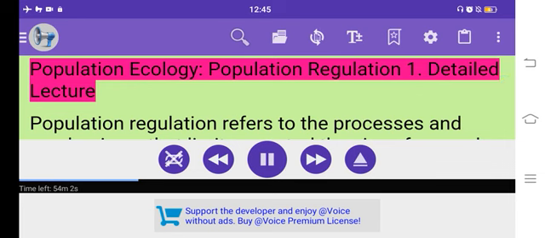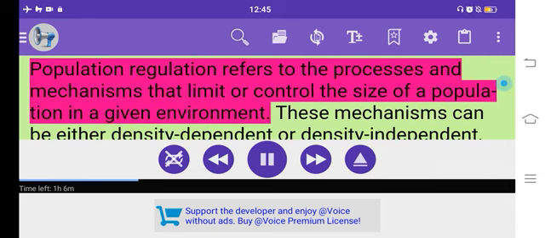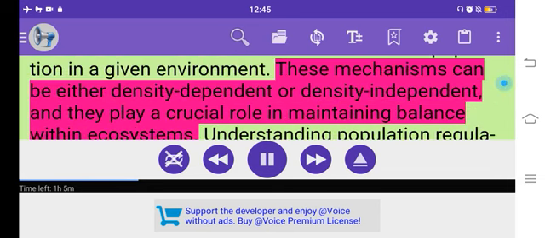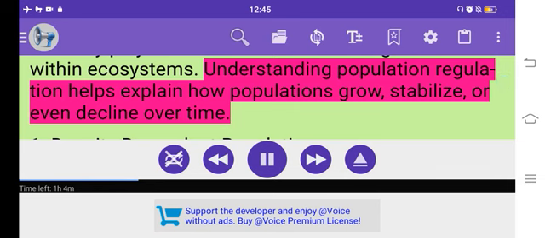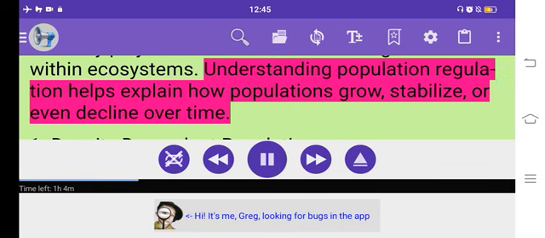Population ecology: population regulation. 1. Detailed lecture. Population regulation refers to the processes and mechanisms that limit or control the size of a population in a given environment. These mechanisms can be either density-dependent or density-independent, and they play a crucial role in maintaining balance within ecosystems. Understanding population regulation helps explain how populations grow, stabilize, or even decline over time.